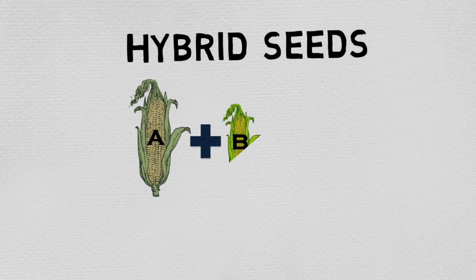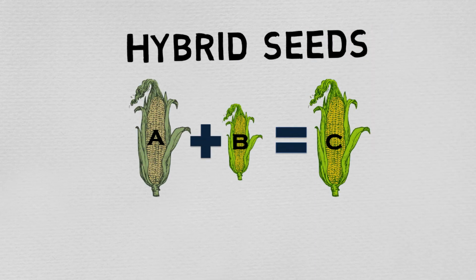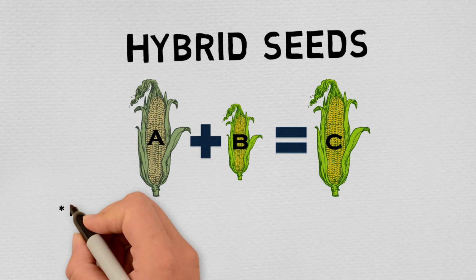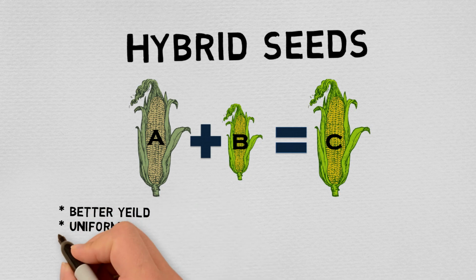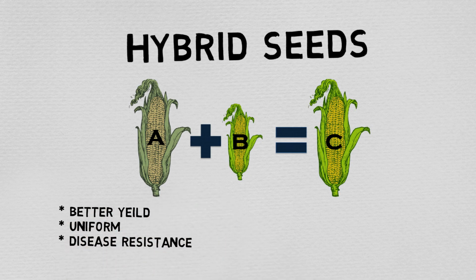Hybrid seeds. Hybrid seed is seed produced by cross-pollinated plants. They are produced through cross-pollinating two different but related plants. Hybrids are chosen to improve the characteristics of resulting plants such as better yield, greater uniformity and disease resistance.